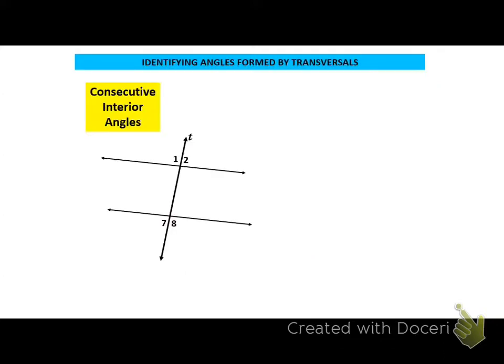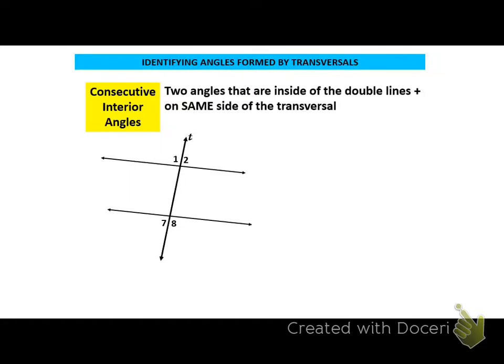Now we're moving on with our lives. This is the last one. It's called consecutive interior. The only difference, they're obviously going to be located on the inside of the double lines, but they're going to be on the same side of the transversal. So there are 2 angles that are on the inside of the double lines and on the same side of the transversal.